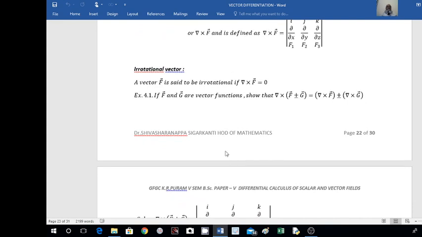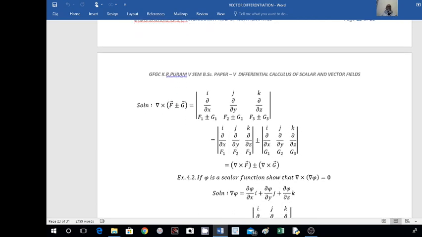The first one is, if f and g are vector functions, then show that del cross of f plus or minus g is equal to del cross f plus or minus del cross g. If it is plus, then we have plus. If it is minus, then we have minus. Okay. Just go to the definition.